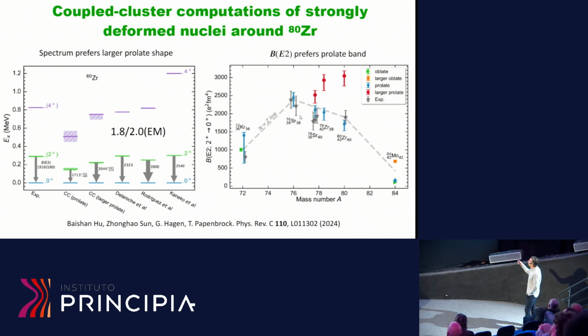This is the BAV2 for this prolate configuration, and it agrees well with data, while for the larger prolate we get a too large BAV2. So we cannot really, based on these two properties, say what the preferred configuration of the ground state is, either prolate or larger prolates. These are still open problems that really challenge this ab initio approach to describing these properties.